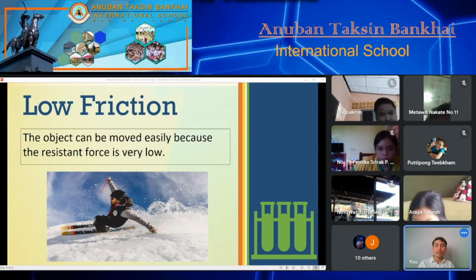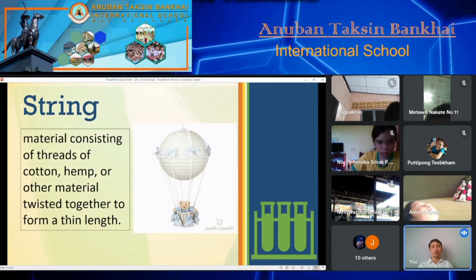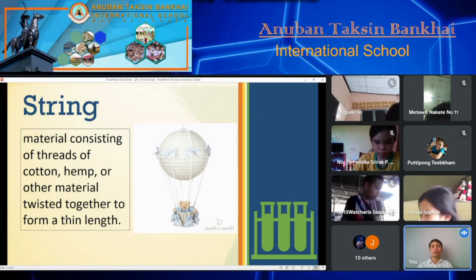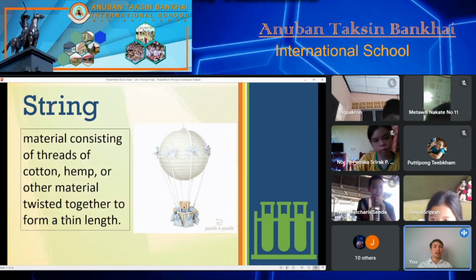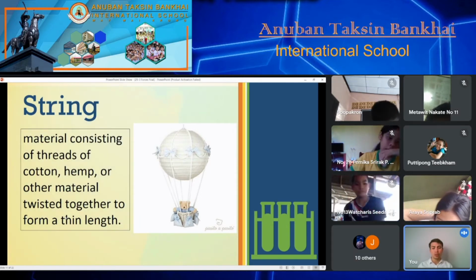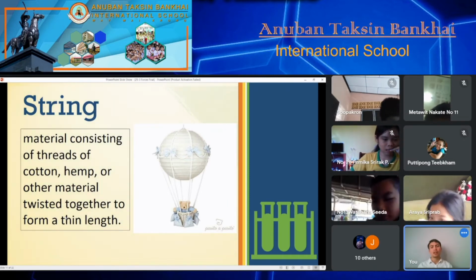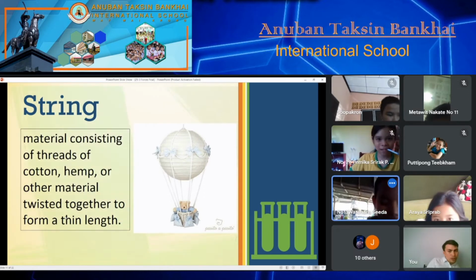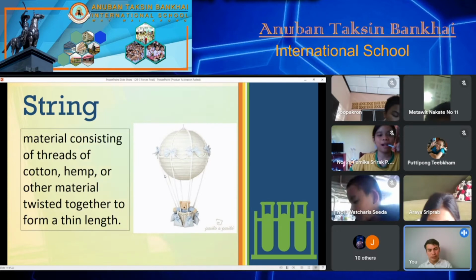All right. Now let's study the next slide. Here we have the string. String is a material consisting of threads of cotton, hemp, or other material twisted together to form a thin length. So, string is the one that you see in the picture, no? Watch it. How many strings can you see?